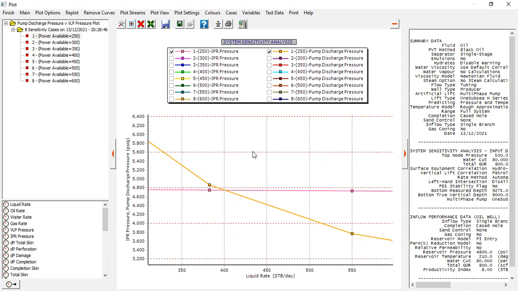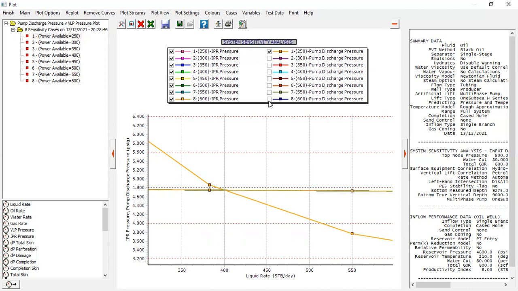All right, but actually for this case, we should not observe the intersection between IPR and PDP, because as you can see, the intersect gives us a liquid rate of around 400. Whereas in the previous results, I showed you that the production rate should be around 8,000 stock tank barrel per day. So we should not see the intersection between IPR and VLP that will give us the final production rate, right? Because as you can see, we are now playing on the surface, not on the bottom hole.